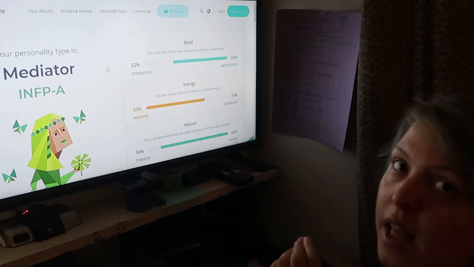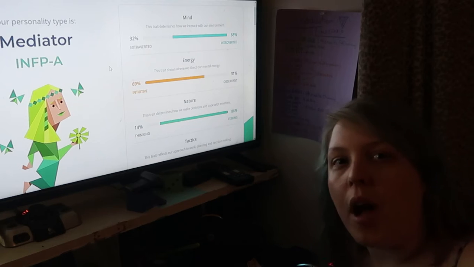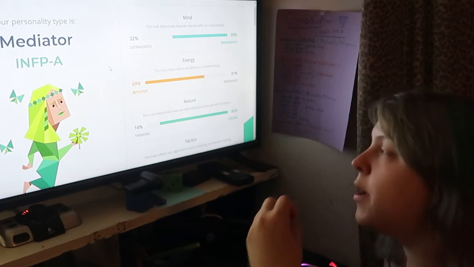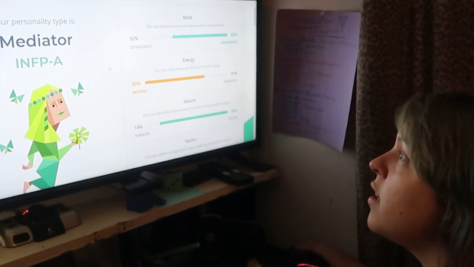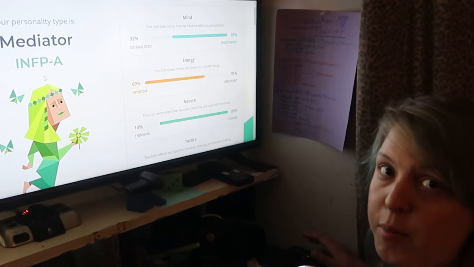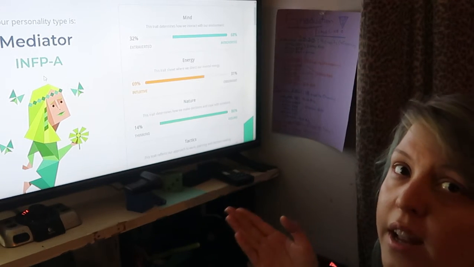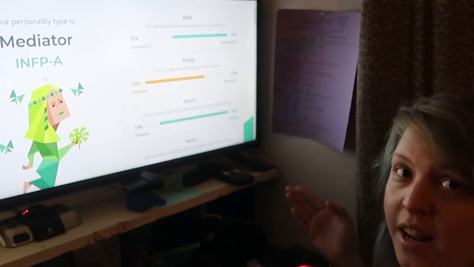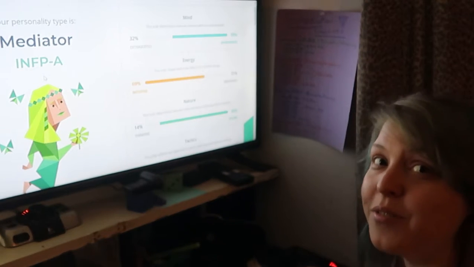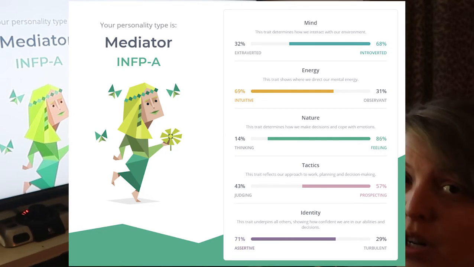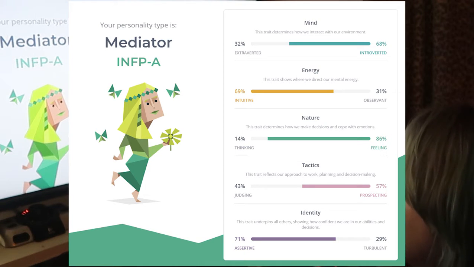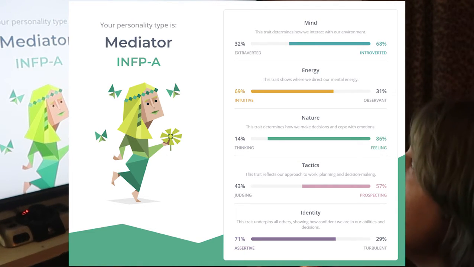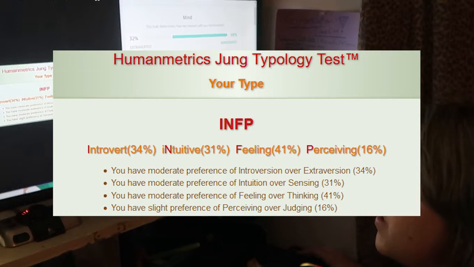This is 16personalities.com, which I think is currently the most popular one for social media and YouTube and everything. And on this one, I got the Mediator, the INFP, again. However, this one gives you an assertive or turbulent type, and I am an INFP-A. I am a very assertive individual. I am very introverted rather than extroverted. I scored 68% introversion over 32% extroversion, whereas the other tells me I'm only about 34% introversion over extroversion.